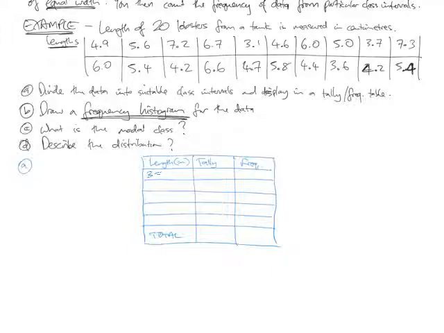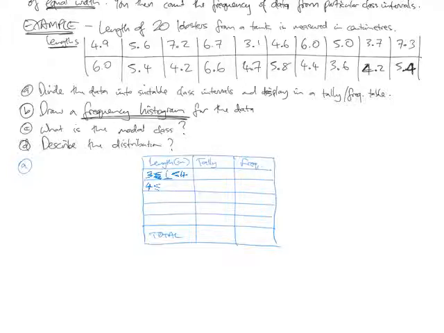3 less than or equal to length, less than 4. What does that mean? You're interested in lengths between 3 and 4, but it doesn't include 4. So everything from 3 upwards to less than 4. Why? Because 4 is going to be included in the next one. This sign here is less than or equal to. So we're interested in numbers that are equal to 3, but less than 4 here.